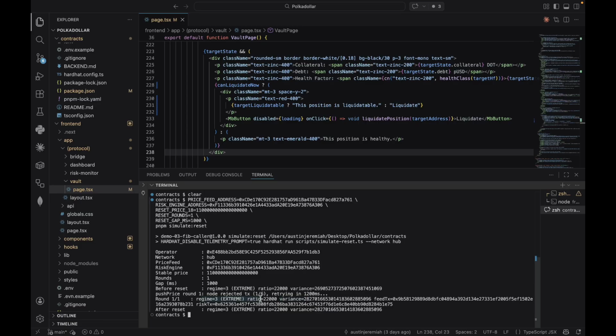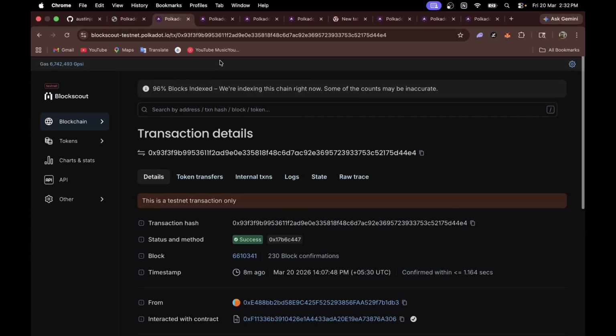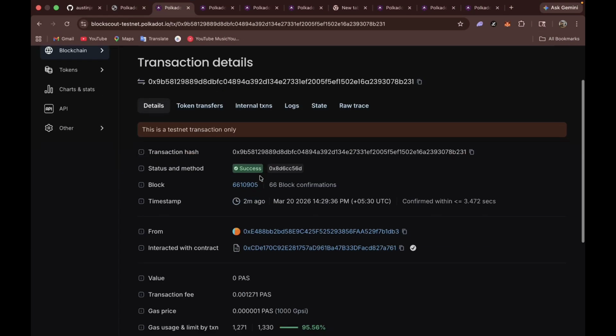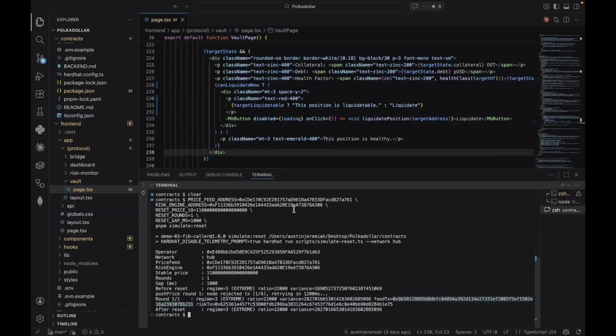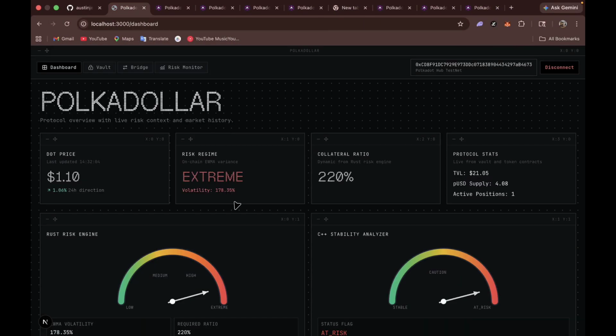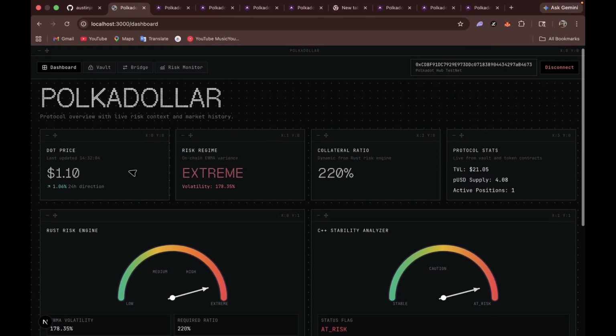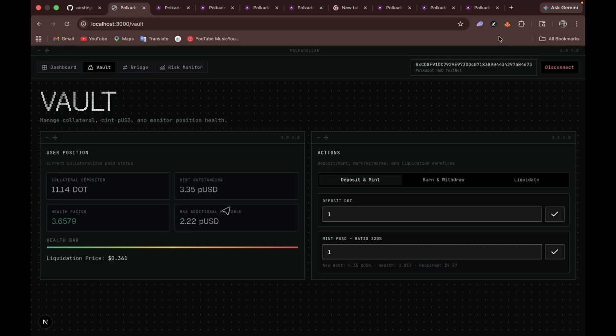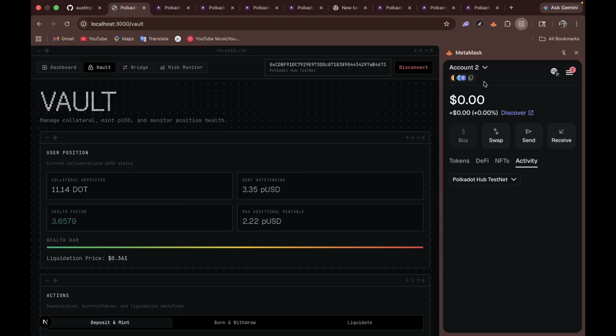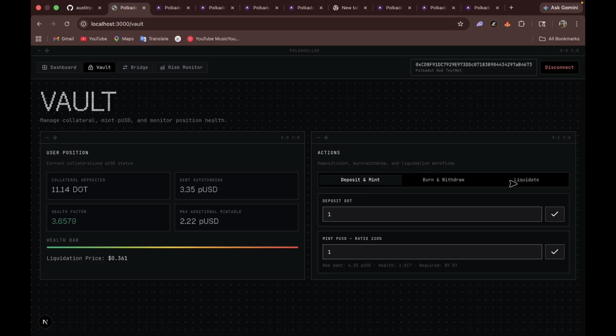And coming to the most important part, you may wonder what happens when volatility spikes. So I'm going to simulate a market crash by pushing high volatility prices to the oracle, and this is the on-chain confirmation. Now the regime is extreme, the risk engine has calculated it, and watch the gauge. I'm going to copy my second account to pay off the debt.